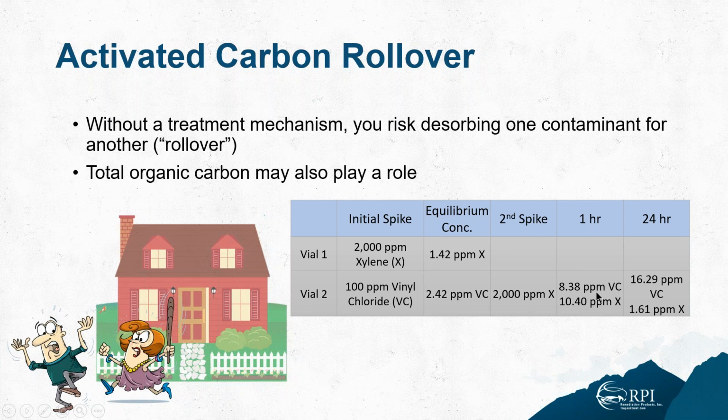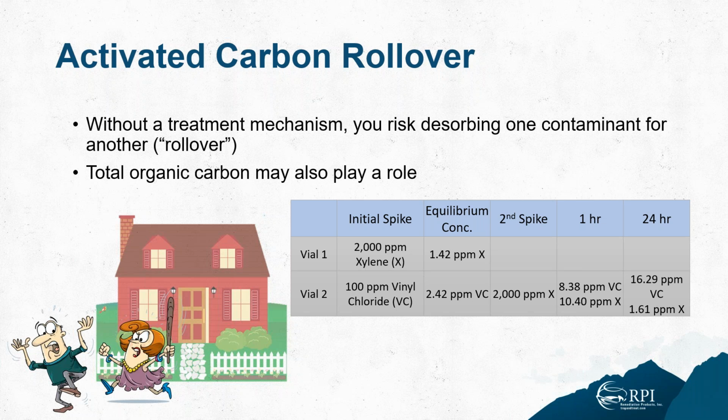Our vinyl chloride is now going up, and we still haven't come close to our equilibrium concentration on the xylene. We're still about an order of magnitude away. After 1 day, our vinyl chloride is now up over 16 ppm, and we're getting close to our equilibrium concentration. So why is this so important? Well, for a couple of different reasons.